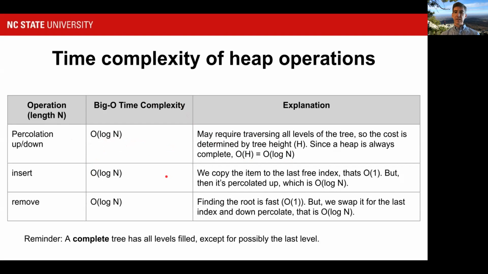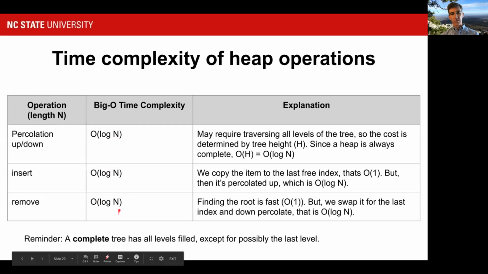For insertion, what we have to do is first add something to the end of the array and then do a percolate up. And so percolate up is really what drives the cost of insert. That means insert is basically the same cost as percolate up, which would be log n. And then remove, similarly, it's easy to take the max off the max heap, but then you have to do the swap and do the percolate down. And this remove will really be determined by the cost of percolate down, which as we said before, is log n. So remove is also a log n operation.